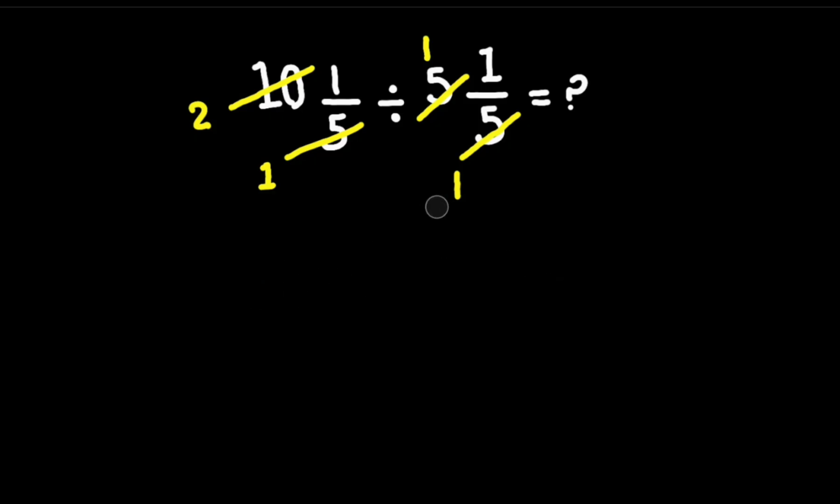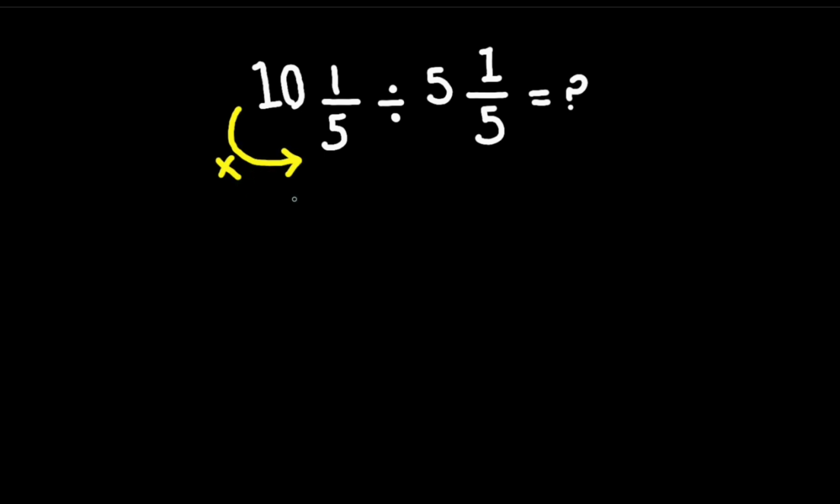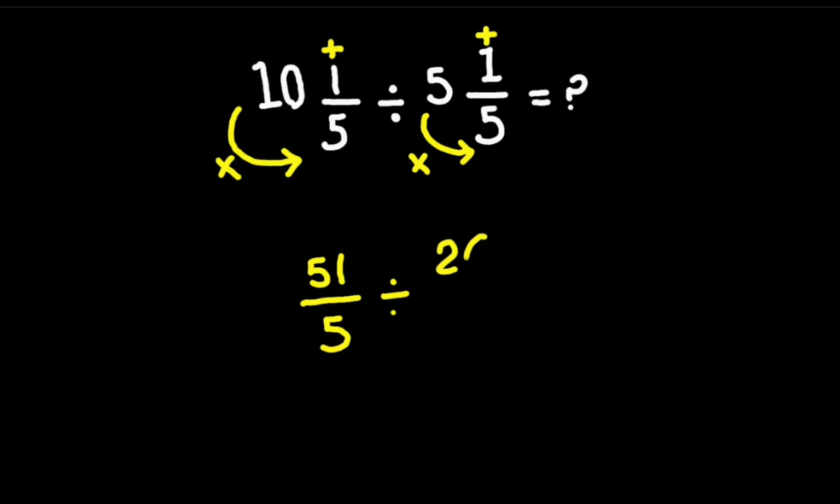According to the rules of mathematics, we have two mixed numbers here that we have to solve as improper fractions. So let's solve this expression. 10 times 5 gives us 50, and 50 plus this 1 gives us 51 over the same 5, divided by 5 times 5 gives us 25, and plus this 1 gives us 26 over the same 5.